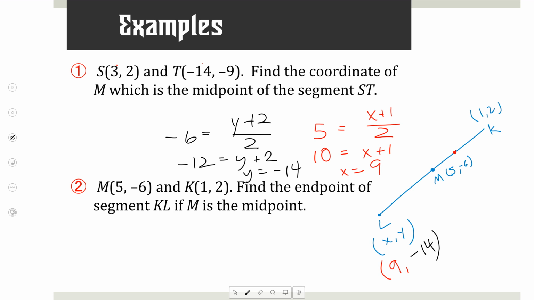Everybody good with this method? Not my preferred method. Hopefully Gabe has a better method. What'd you do? Did you get the right answer, by the way? I got one of the right answers. Okay, we'll take 50%.